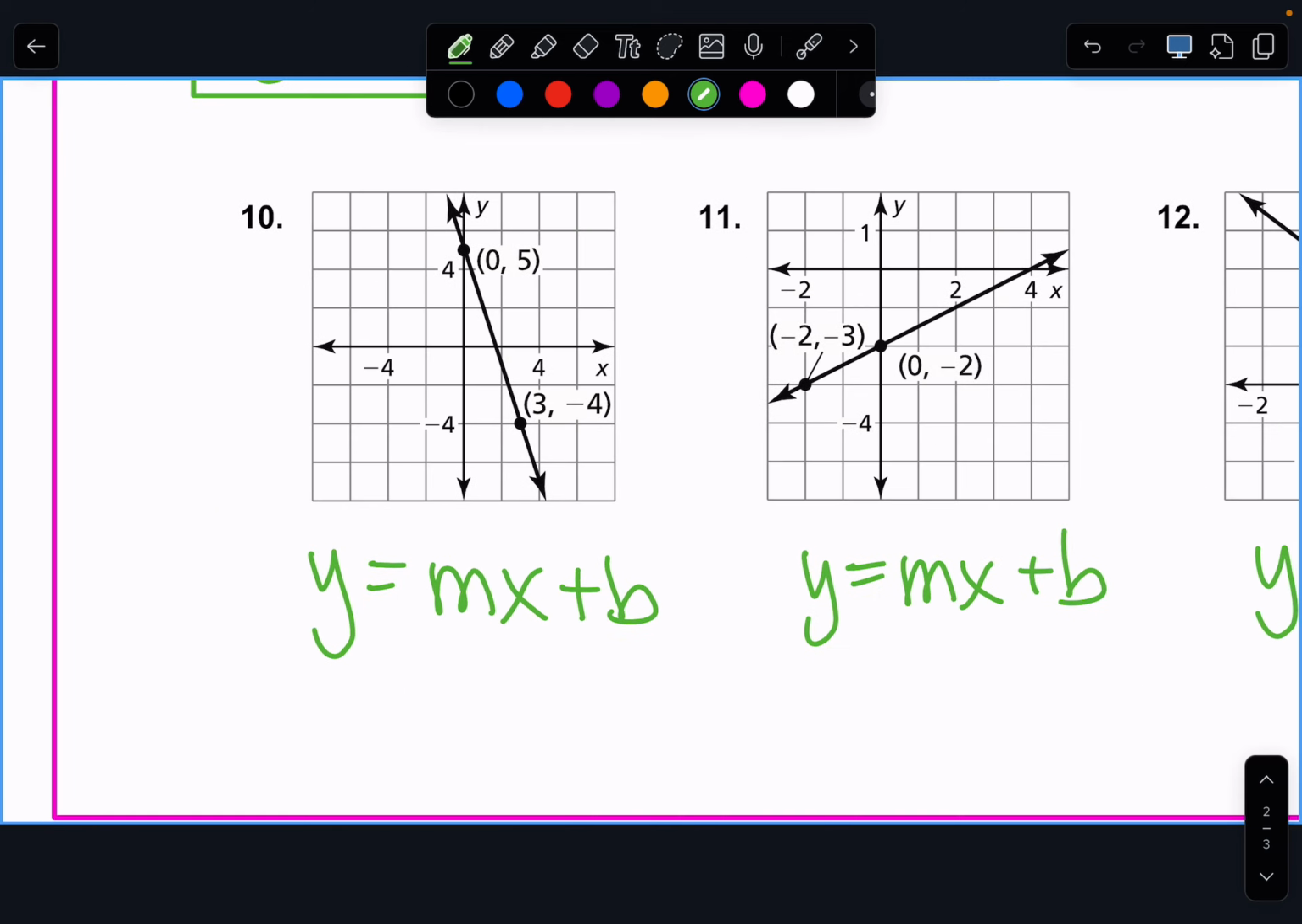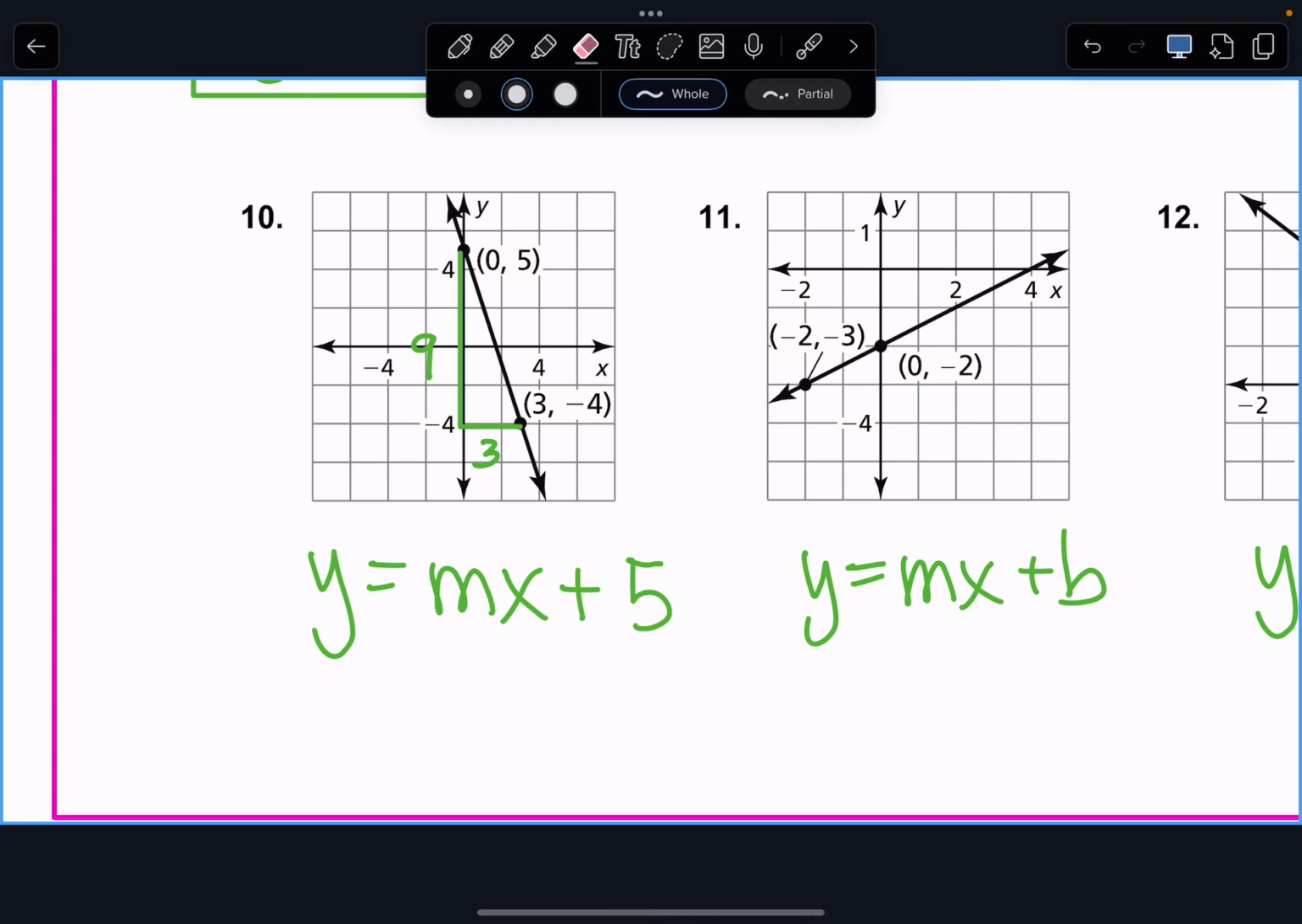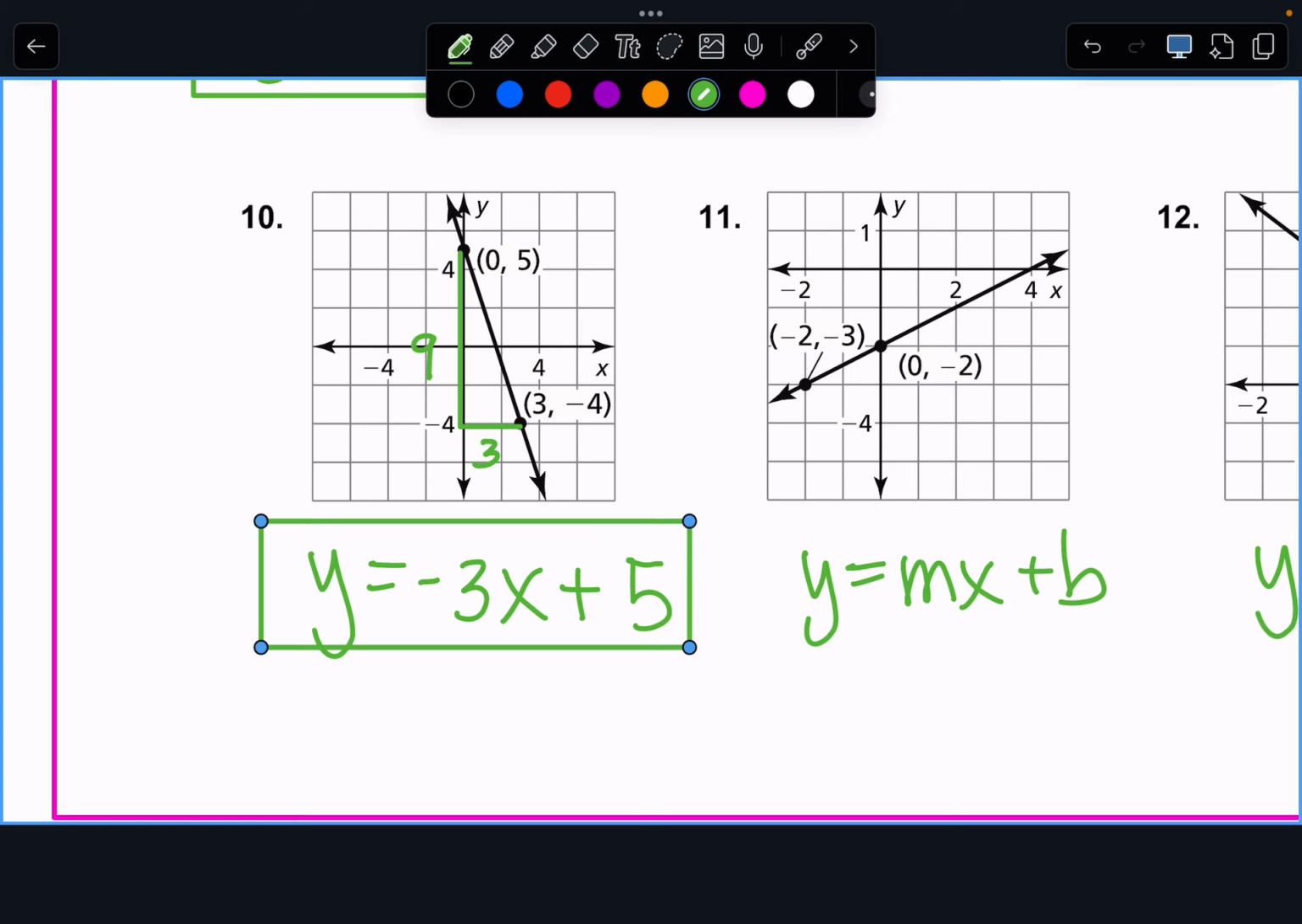All right, what's our y-intercept in number 10? I think it's 5. Now, did you notice that they're counting by 2s? So how many do we go down for our rise? We go down 9 and over 3. So what's our slope? -3. How do we know that it's negative? Because we are going down.